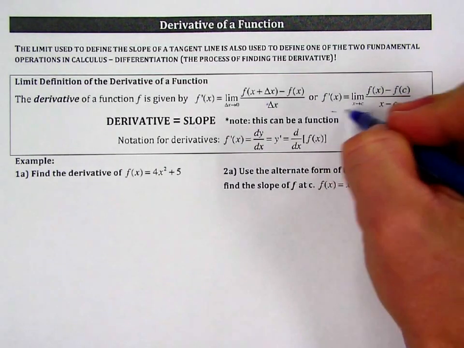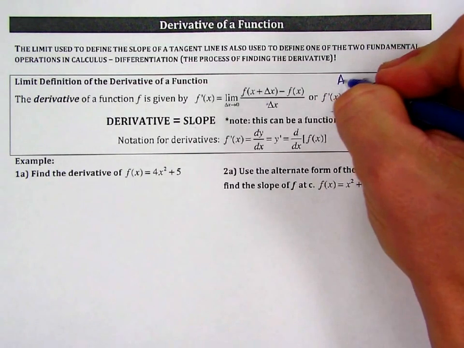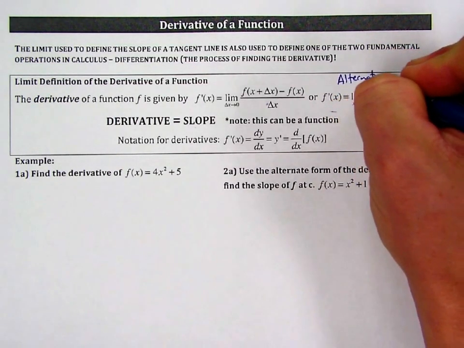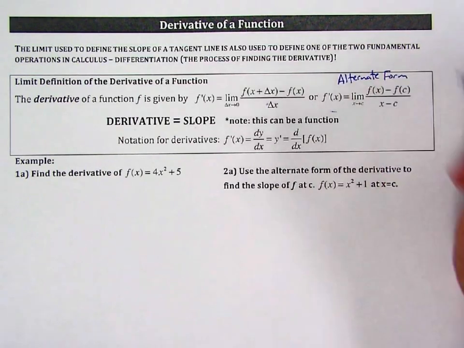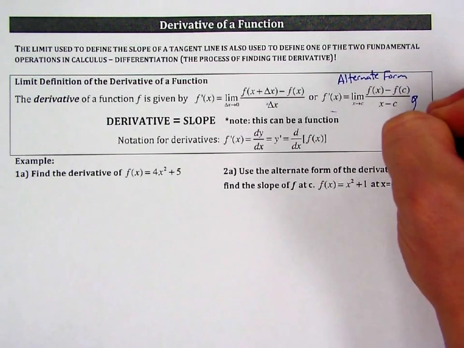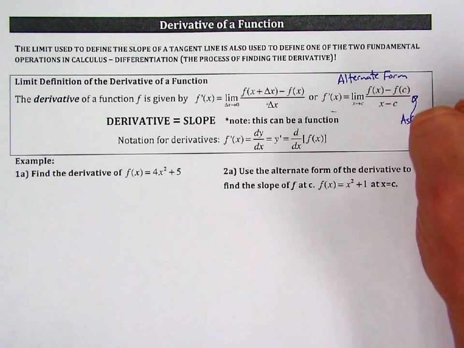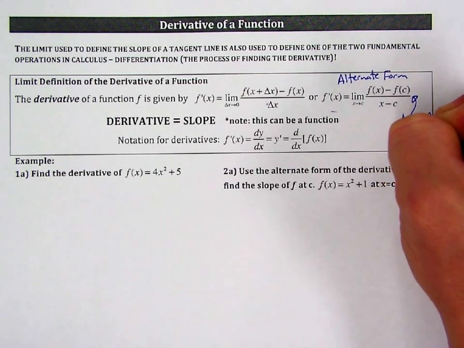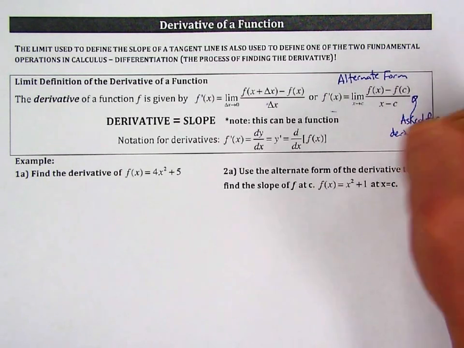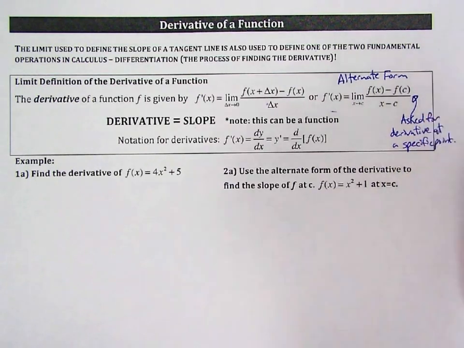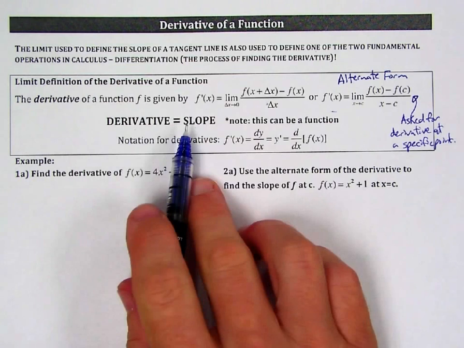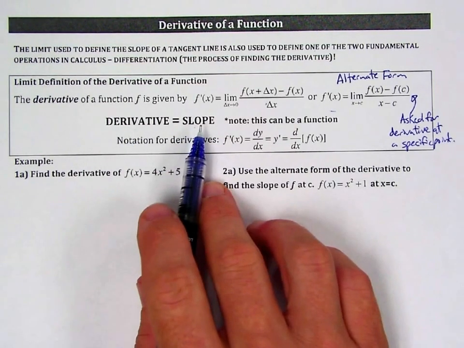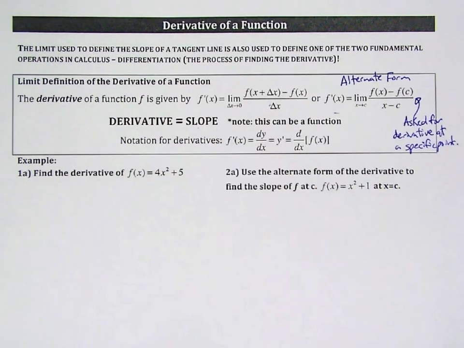Now this right here is the alternate form of the derivative. And this is going to be used when asked for slope or for derivative at a specific point. Okay, so derivative equals slope, and we're going to just equate those two from here on out.